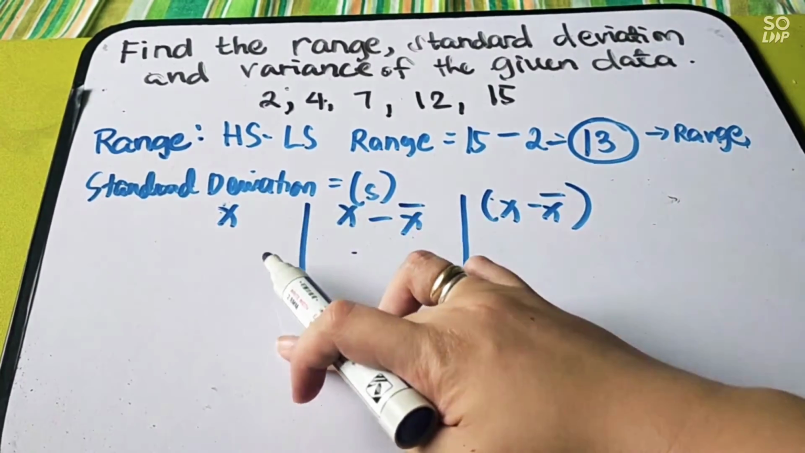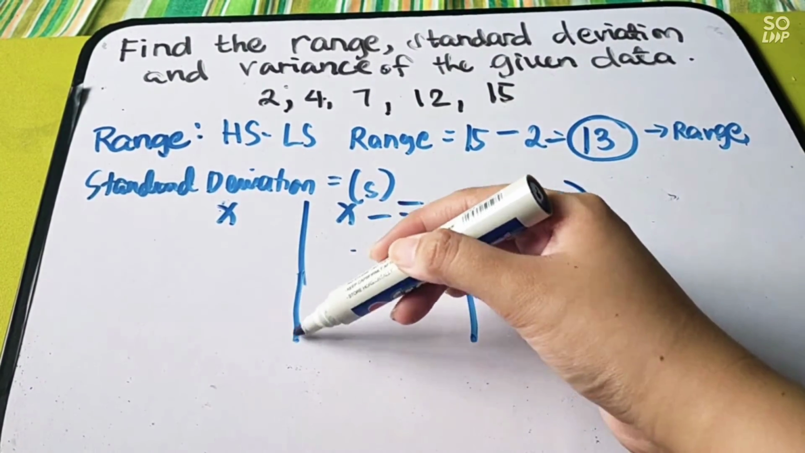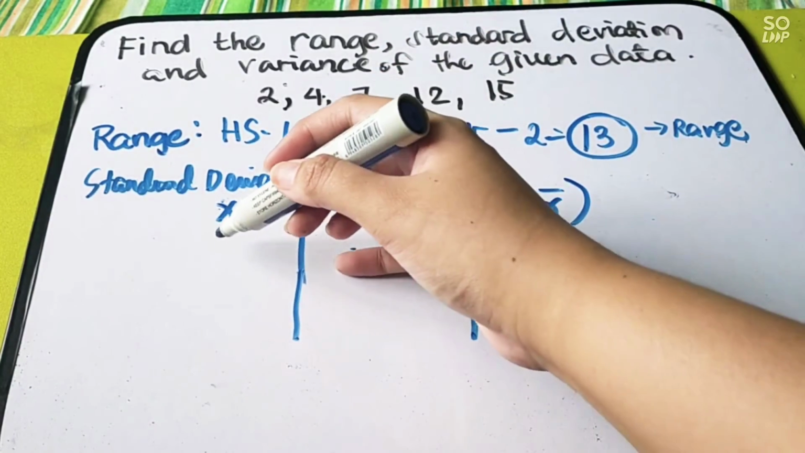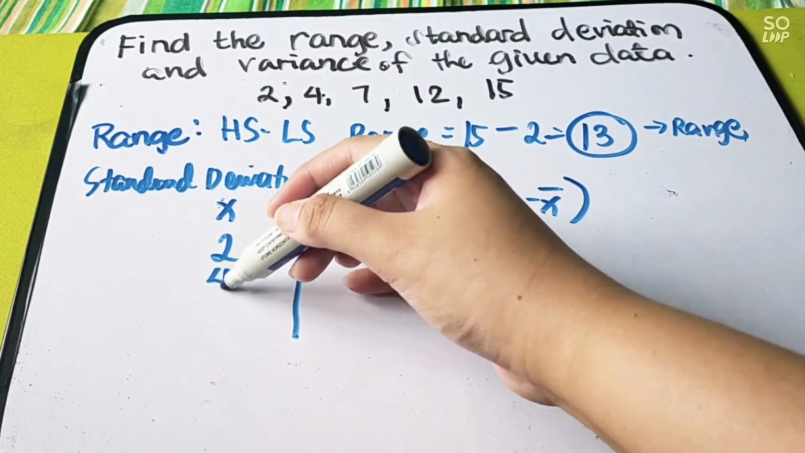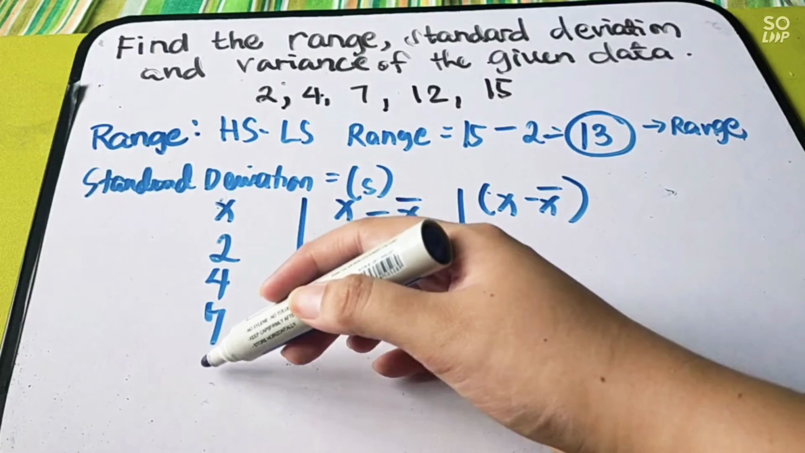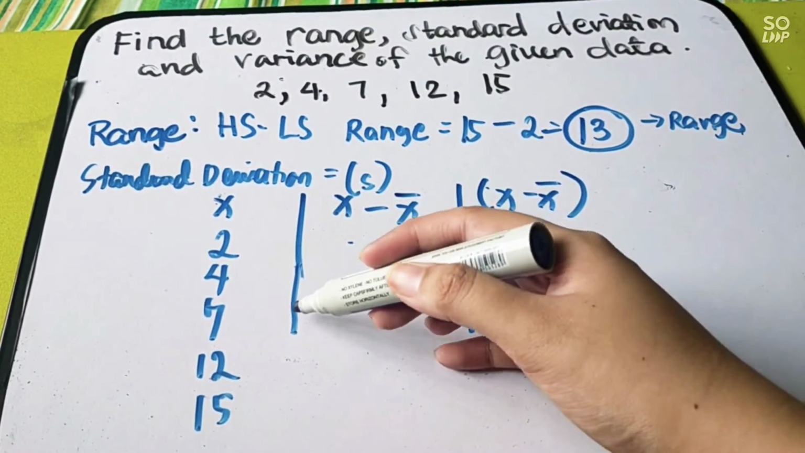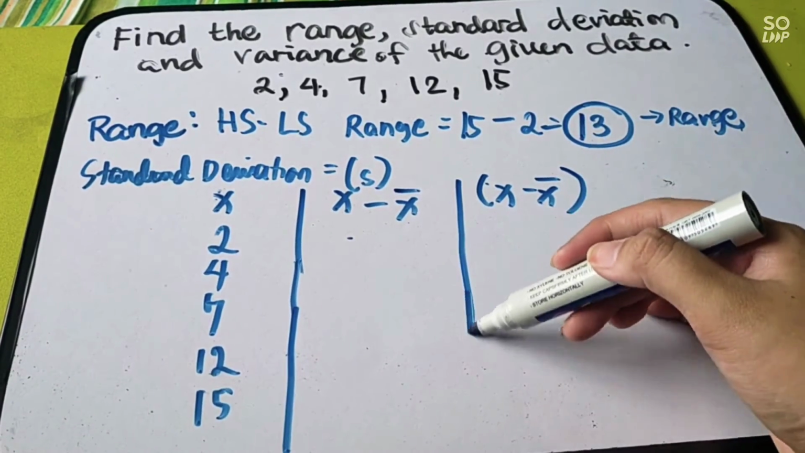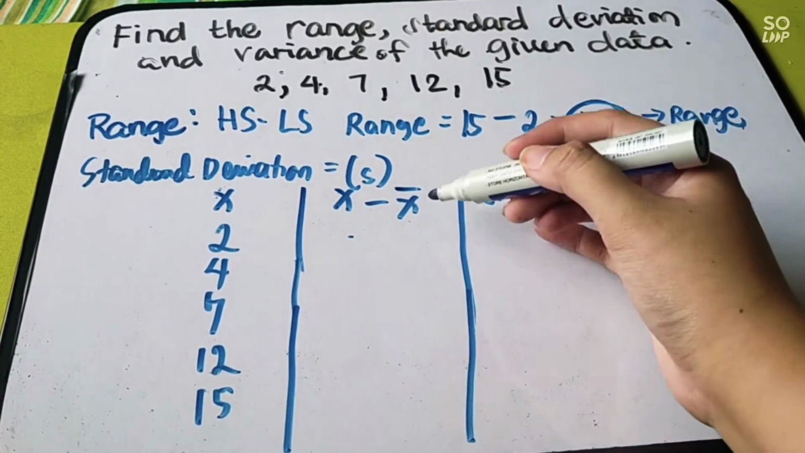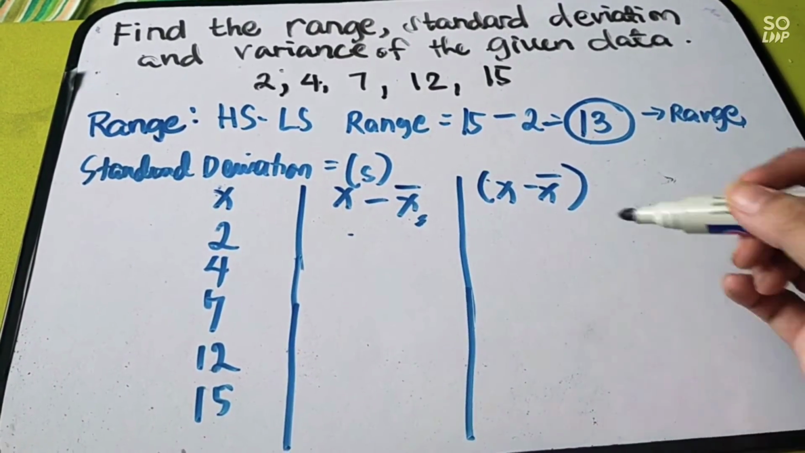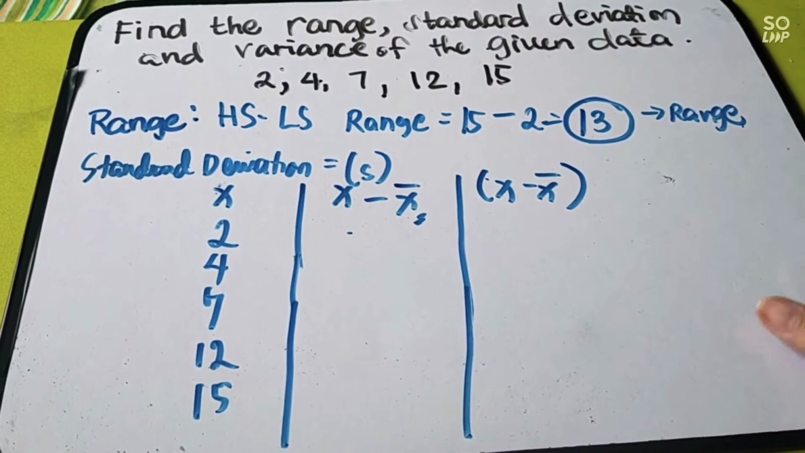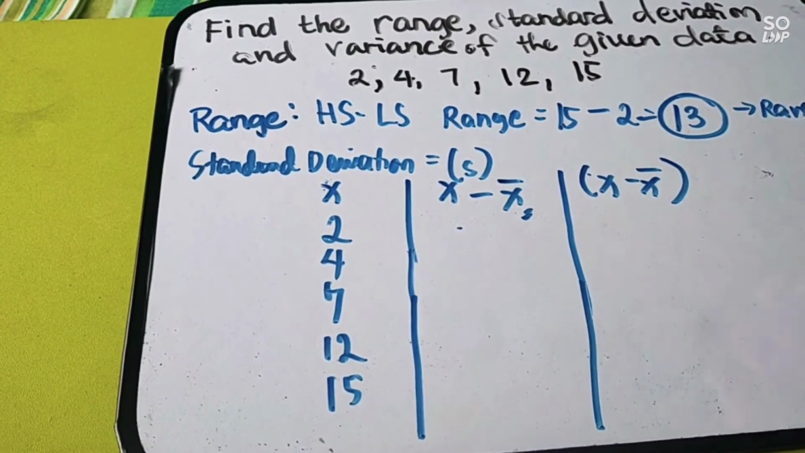So, x means the scores. Yan. So, what are those scores? So, we have here 2. Next, we have 4, 7, 12, and then 15. So, those are the scores. Next, we need to find for the mean of that score. So, how will you find for the mean? Let us now first find for the mean.